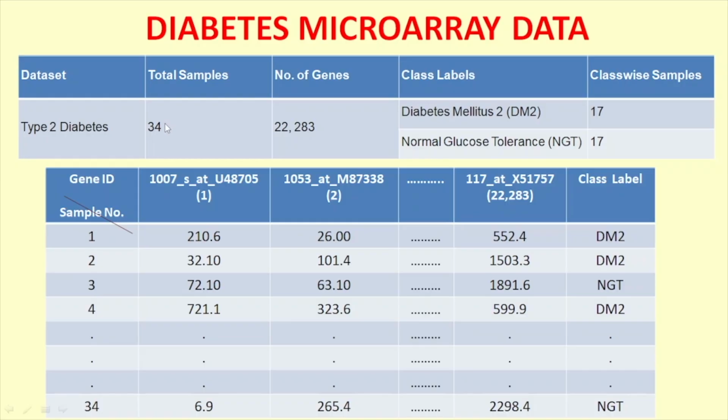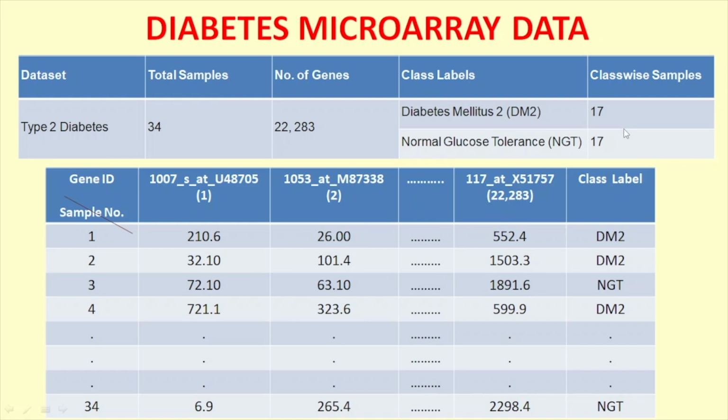So, this diabetes microarray data, taken for the discussion of the application, consists of 34 samples with 22,283 genes, and 2 class labels: diabetes mellitus 2 and normal glucose tolerance, DM2 and NGT. Both the cases have 17 samples each.